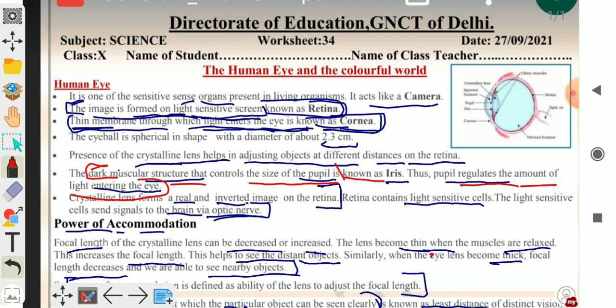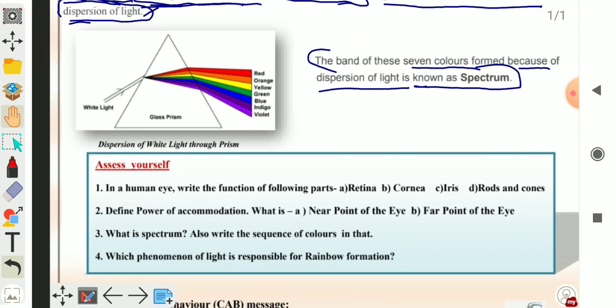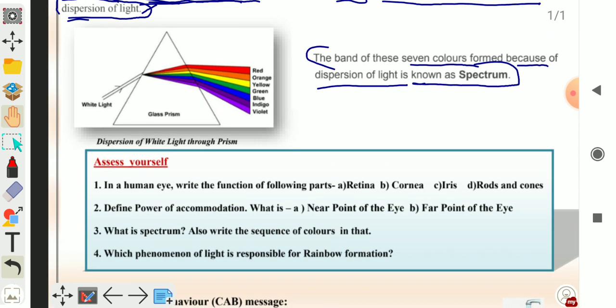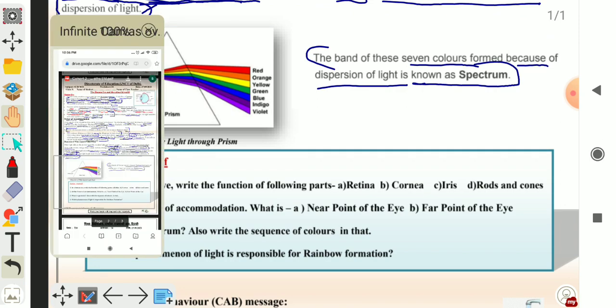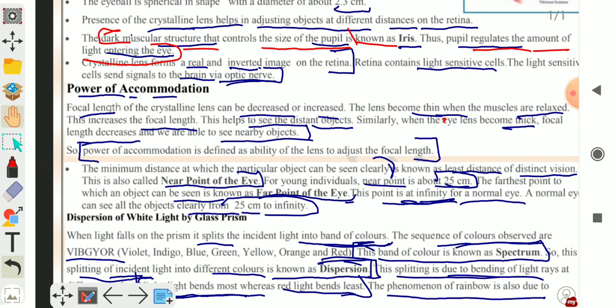Your next question is, define power of accommodation. What is the near point of the eye, and far point of the eye? So first of all we will define accommodation or power of accommodation. So what do you mean by power of accommodation? Power of accommodation means the ability of the lens to adjust the focal length is called power of accommodation.